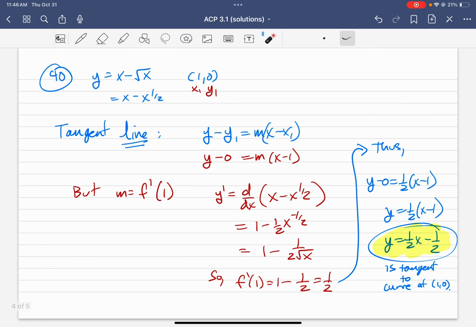Then 40, it gives us this equation and says find the equation of the tangent line to that curve at this point. So since it wants a tangent line, I automatically write down this equation, y minus y1 is equal to m times x minus x1.